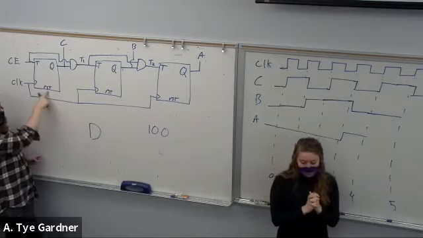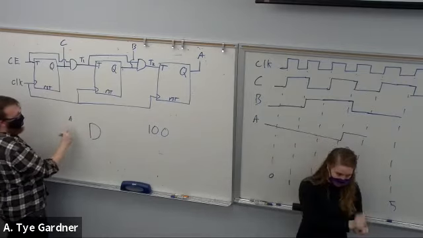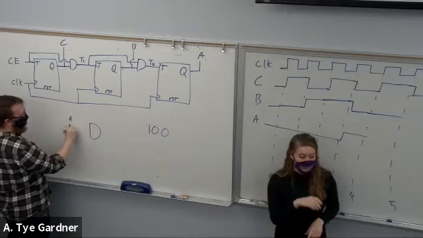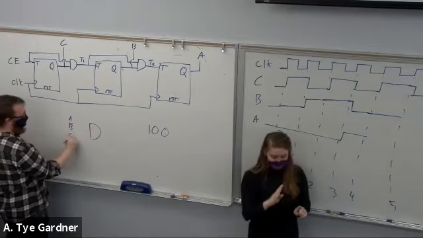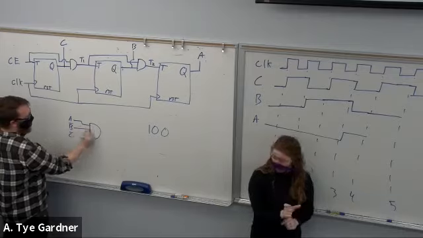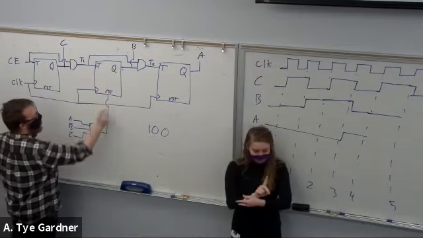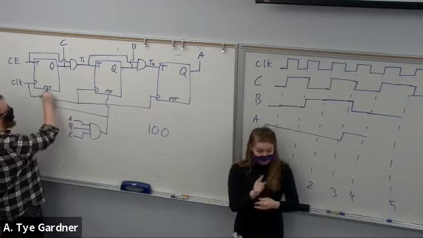Let's say that I have an active high reset, which is not usual. So we're going to have A is 1, B is 0, C is 0. So that's our min term. Feed those into an AND gate, and then distribute that AND gate to each of the resets.